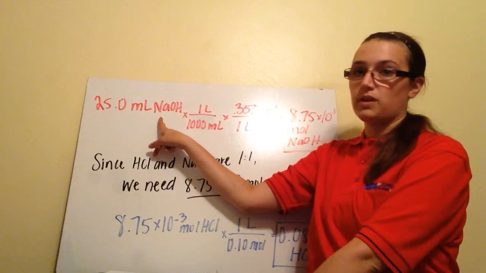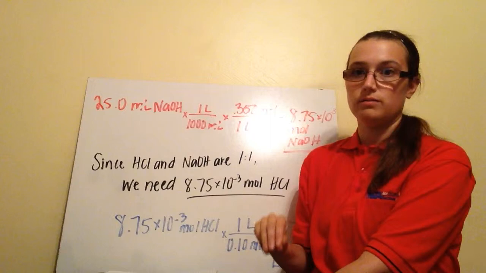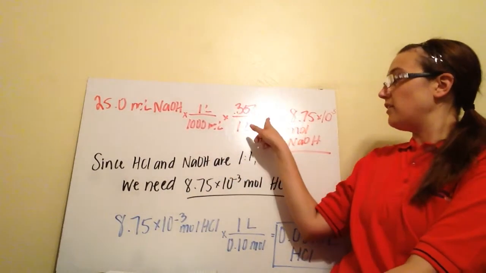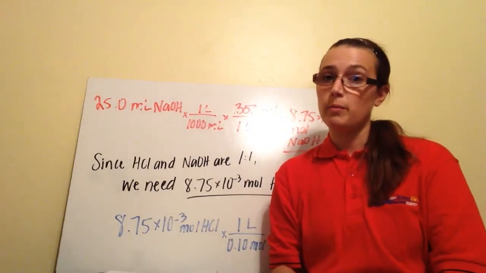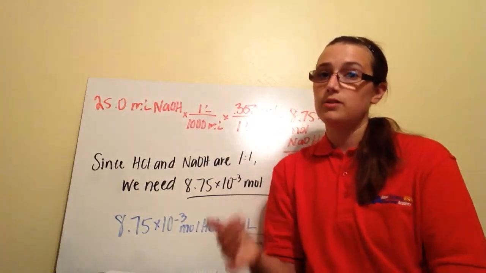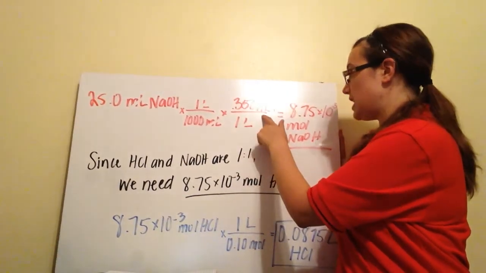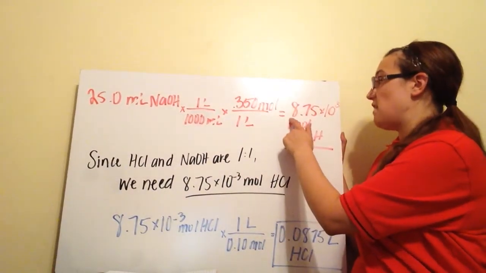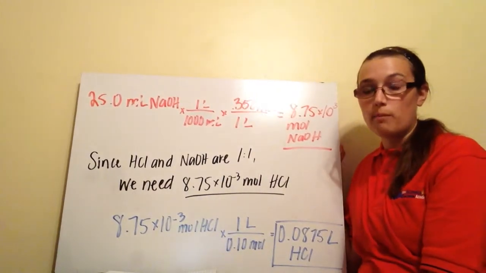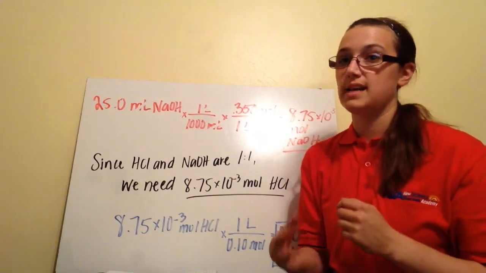So I know that I start with 25 milliliters, I convert to liters, so my milliliters cancel. Now I'm at liters. I use my molarity to get to moles. Remember, if you have mass or volume as a given, you use the molarity as a conversion factor. And so we use this molarity to get to moles, and we find that we neutralize 8.75 times 10 to the negative third moles of sodium hydroxide. So that's how many moles of NaOH we use in this process.